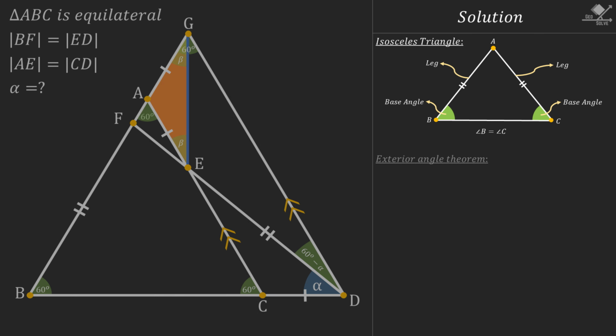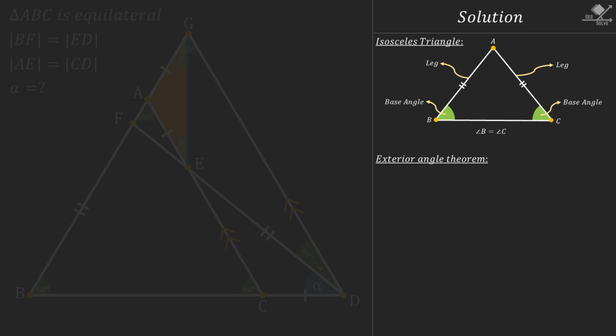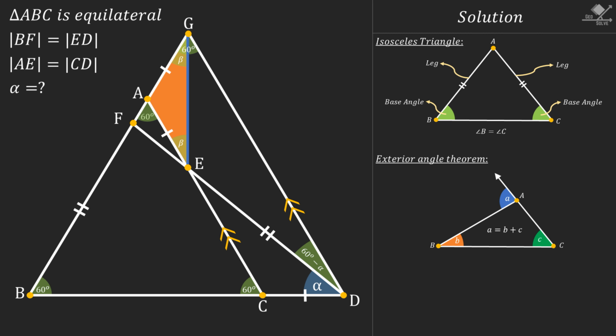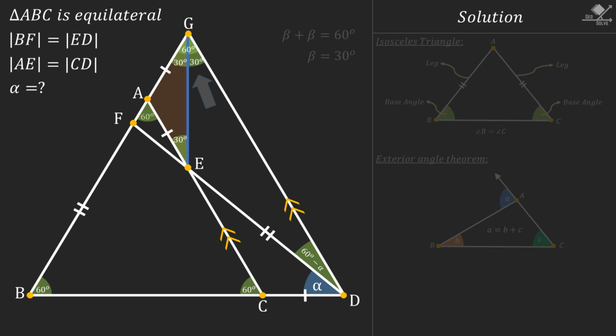And now let's remember the exterior angle theorem. In a triangle, an exterior angle is equal to the sum of the measures of the two opposite interior angles. Keeping this in mind, let's get back to our question. Now using the exterior angle theorem, we can write 2 beta is equal to 60 degrees. And from here we can see that our base angles are 30 degrees each. Let's also see this on the question. After this, we can see that this angle will also be 30 degrees. Now let's clear the diagram for the next steps.